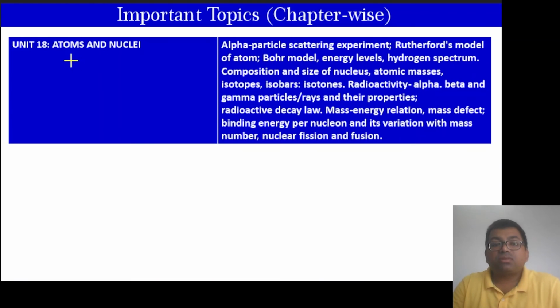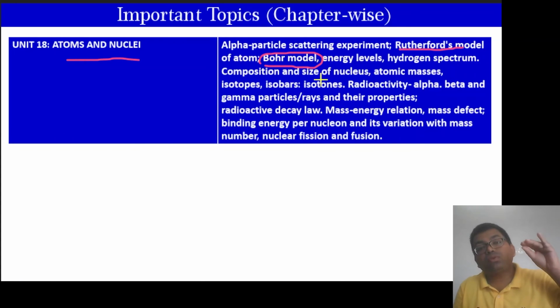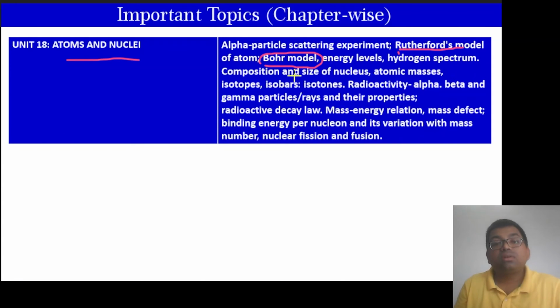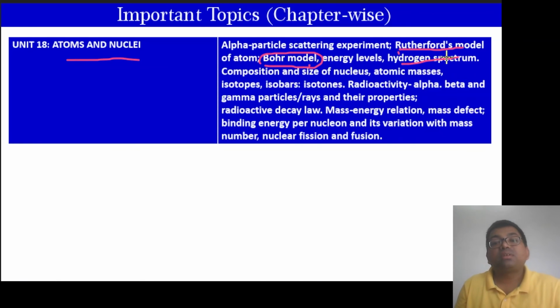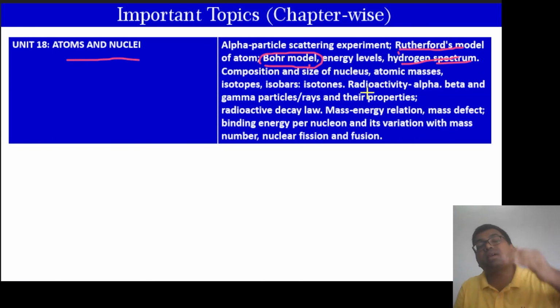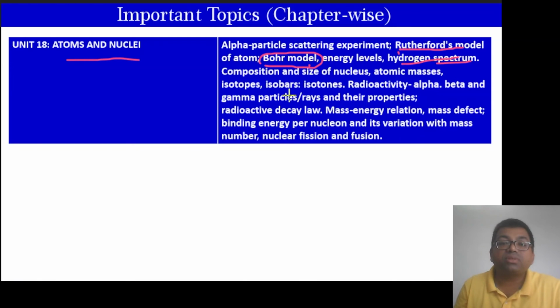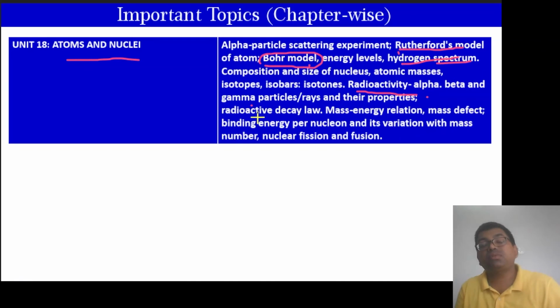But now coming to modern physics, where Bohr model is very important. Rutherford model and Bohr model is important. Then distance of closest approach, Rutherford model. And in Bohr model, the energy transition formulas, hydrogen spectrum, Lyman series, Balmer series, Paschen series, all these are important. Then in nucleus, we have radioactivity, alpha, beta. So nuclear reactions you have to remember.